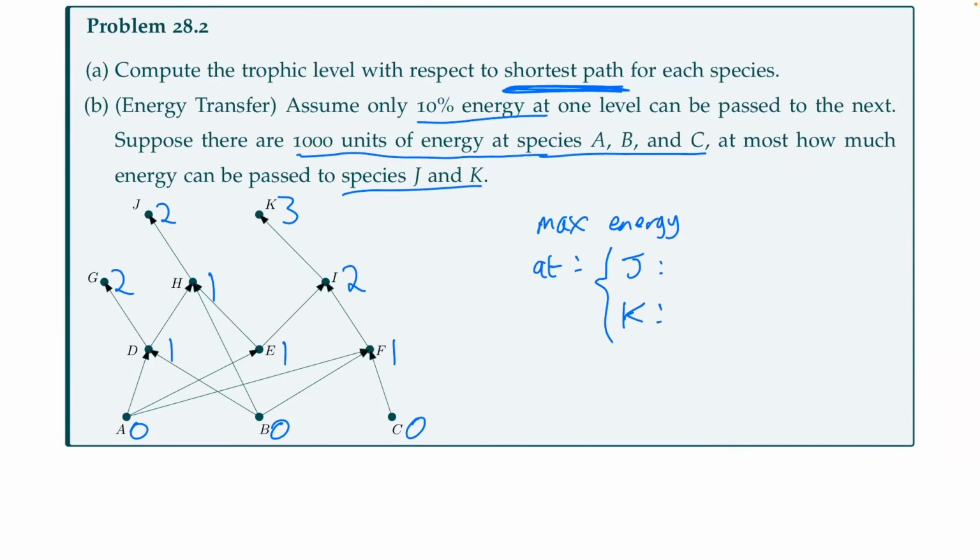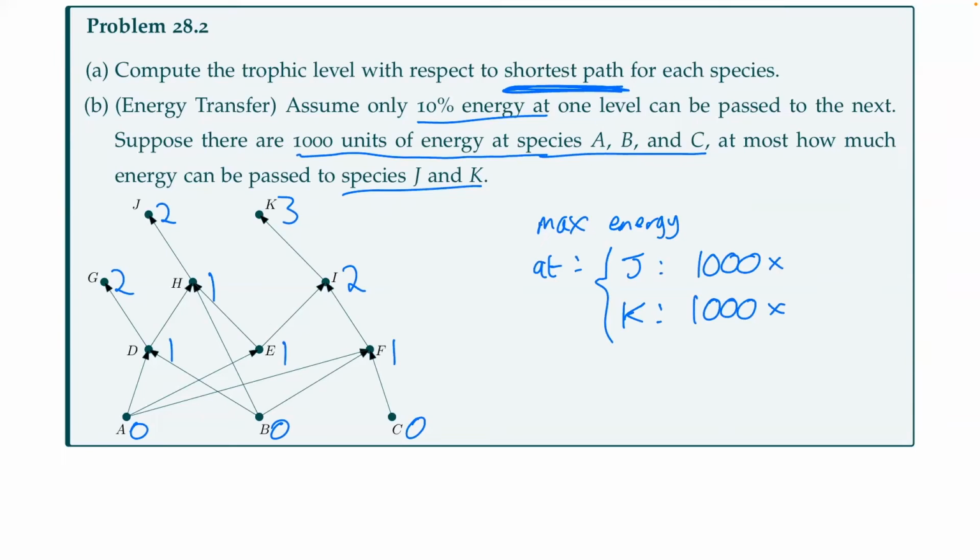Okay, so the next part, we want to work out what is the maximum amount of energy that can reach species J and K when we start off with 1,000 units at our primary producer level, okay? So we're going to have to take the product of 1,000 for each of these. So 1,000 units of energy and something else. Well, we're told that only 10% of the energy at one level can get passed on to the next.